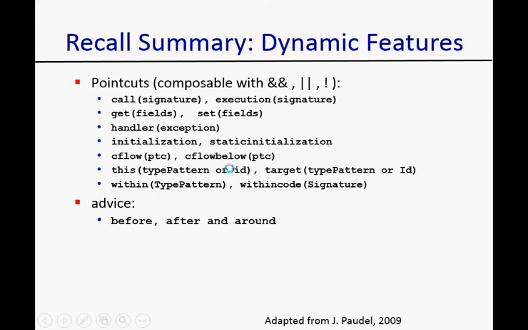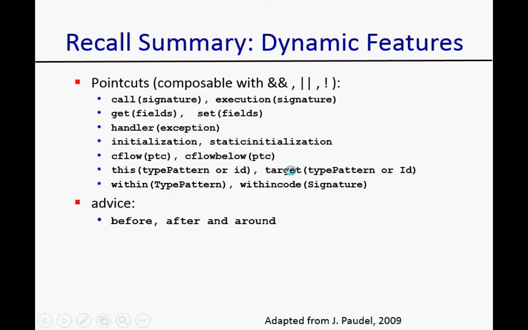This pointcut, which can allow us to match an ID or restrict us to cases where this is of a certain type, but by including an ID, we can match that ID and sort of unify with it, kind of bind it with information about this.